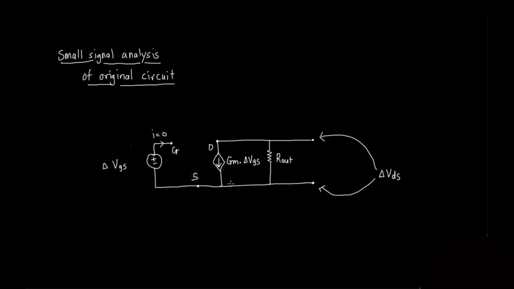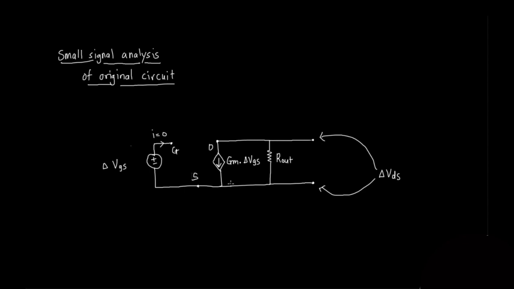To continue, our output will be nothing but delta VDS, which is measured across drain and source in the small signal model. Here you go. Now our circuit is complete with the small signal model of the transistor. We know that this circuit is supposed to give a gain of value GM times Rout. Let's see if we can visualize it here.